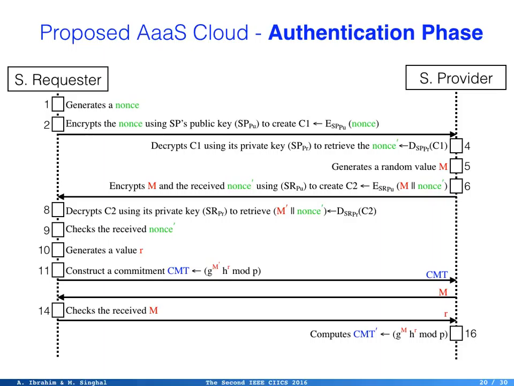The service provider computes the commitment using the M it sent to the service requester and the R it received from the service requester. If the computed CMT matches the CMT received earlier from the service requester, the service provider reports a success status to the cloud and further communication can take place. Otherwise, the communication stops and the service provider reports a failure status to the cloud.